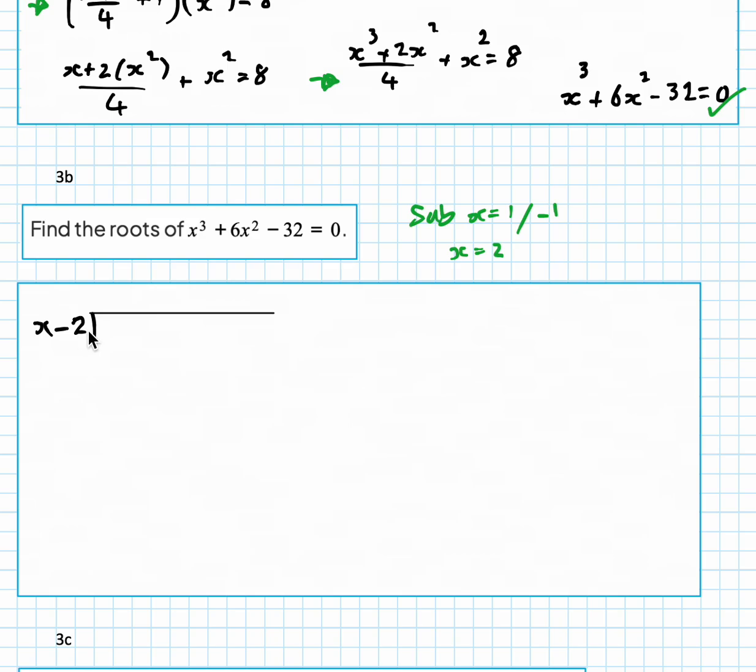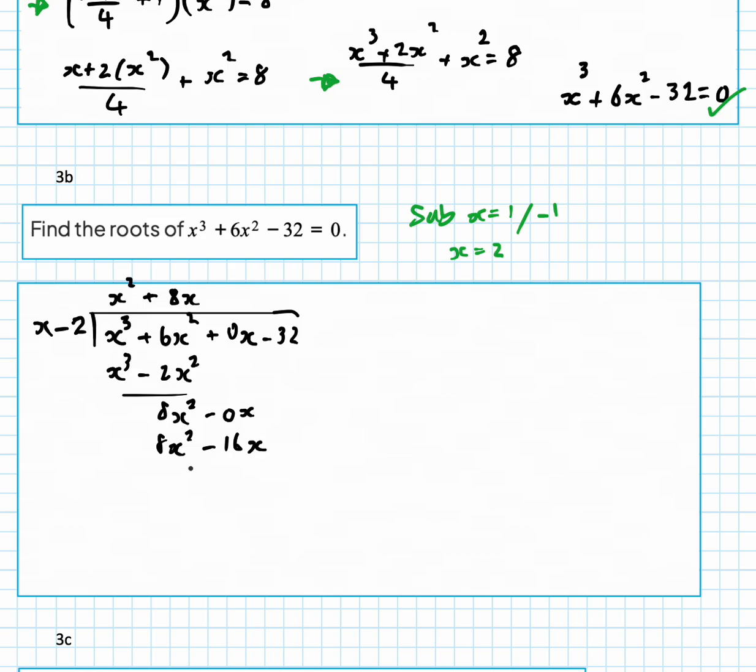And now we're going to do some synthetic division. x minus 2 divided into x cubed plus 6x squared. There's no x coefficient, so put that in as 0x, minus 32. And just start doing the division there. So x times x squared is x cubed. Remember to subtract there. So 6 minus minus 2 is 8. And if we put it for 8x, then you'll have 8x squared minus 16x. So our last part is plus 16, and you'll bring down your 32. So 16x minus 32, and of course there'll be no remainder.